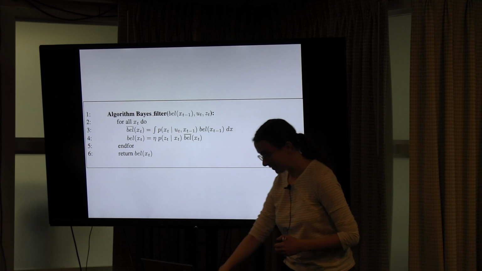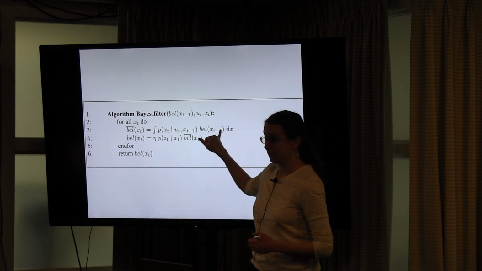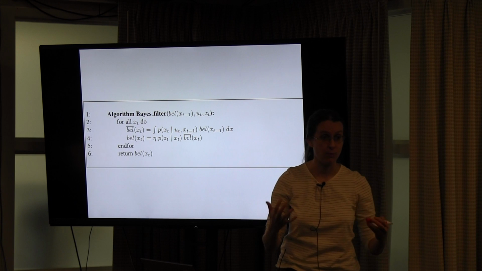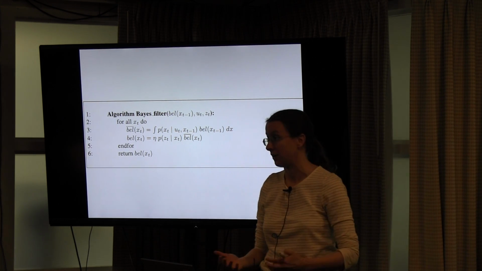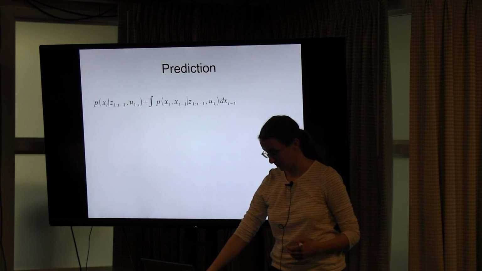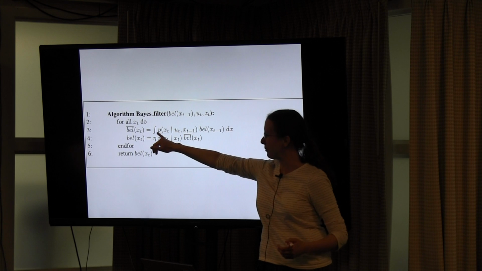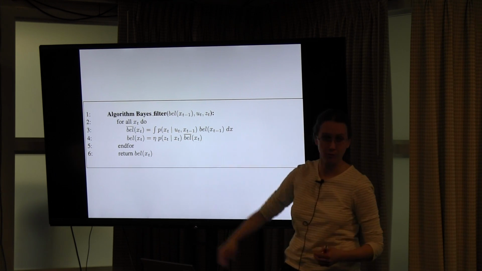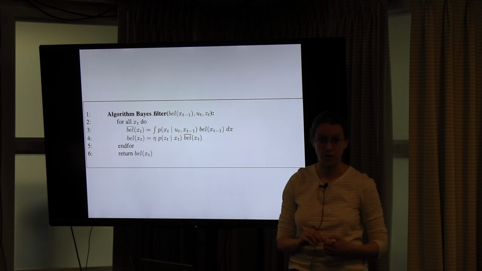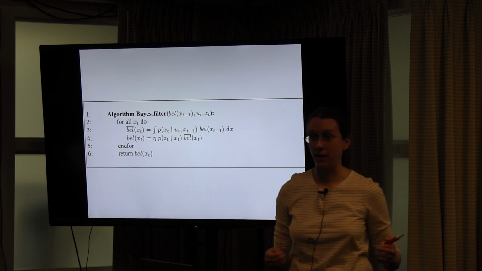OK. So these are called the prediction step. This is called prediction because I'm predicting where I think I'm going to be based on the action that I took. And then this is the measurement step, or the observation step, where I observe the world, I get some observation, and that tells me something about where I am based on what I can see.